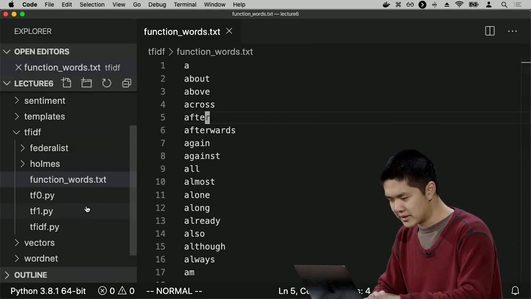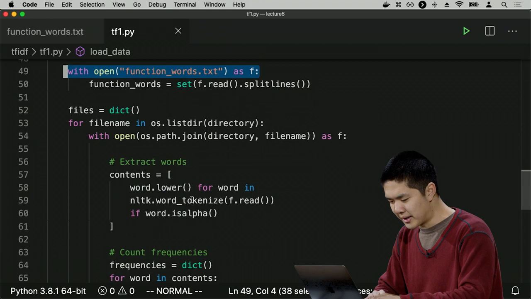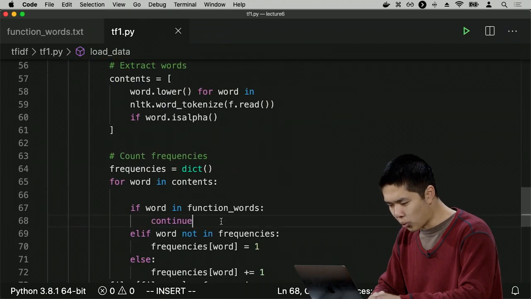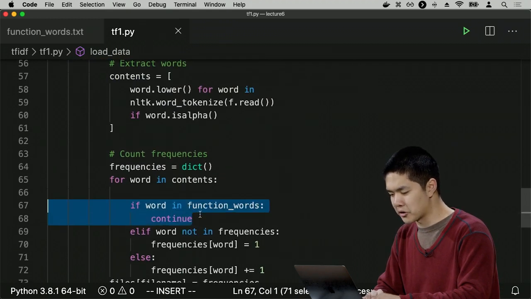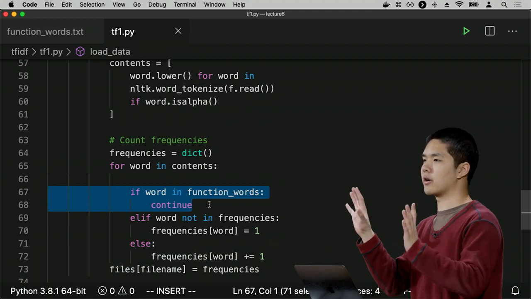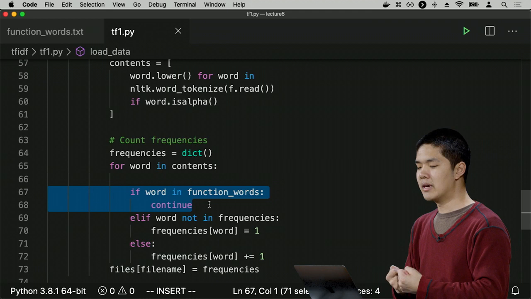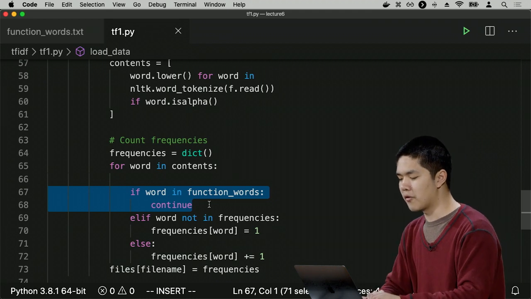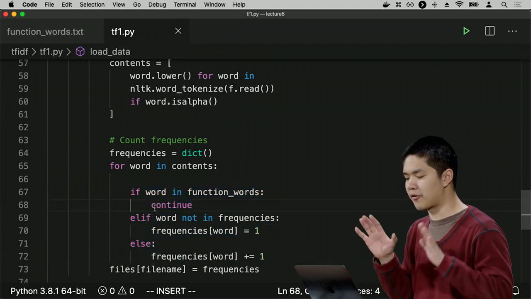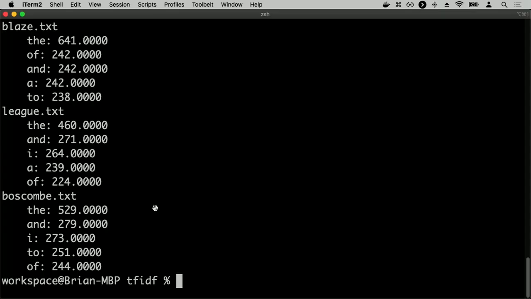So in tf1, what we're ultimately doing is if the word is in my set of function words, I'm just going to skip over it. Just ignore any of the function words by continuing on to the next word and then just calculating the frequencies for those words instead. So I'm going to pretend the function words aren't there and now see, maybe I can get a better sense for what terms are important in each of the various different Sherlock Holmes stories.